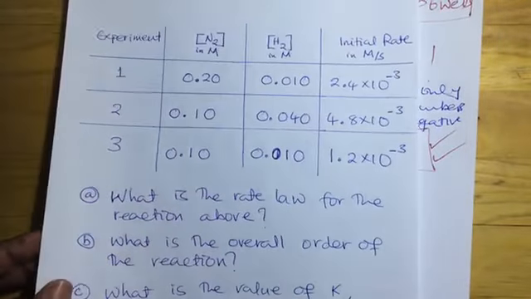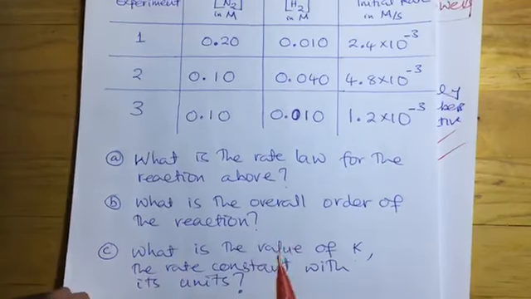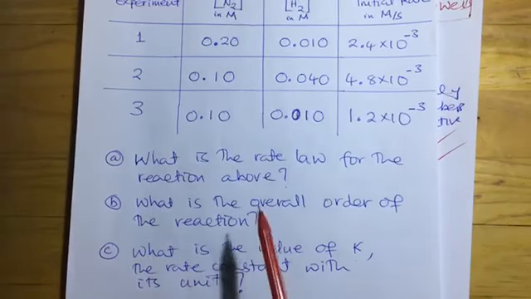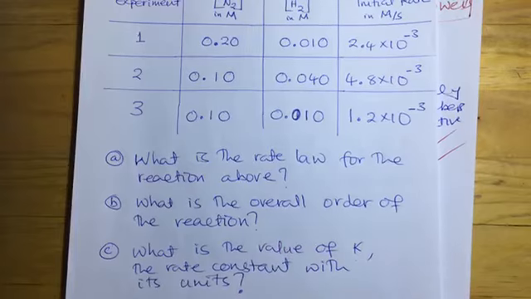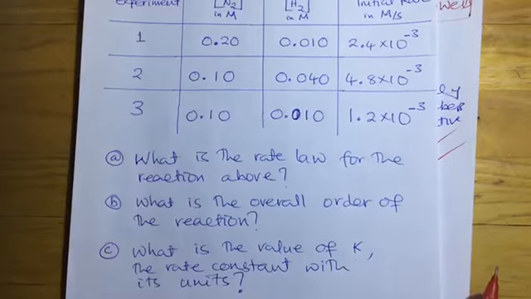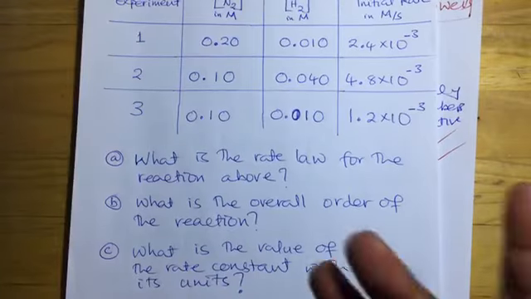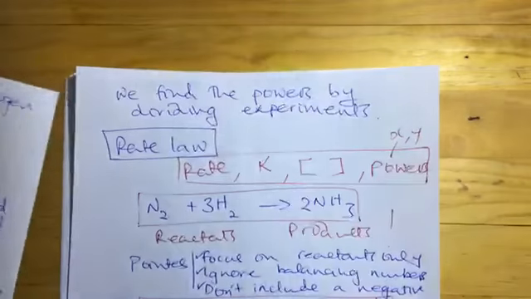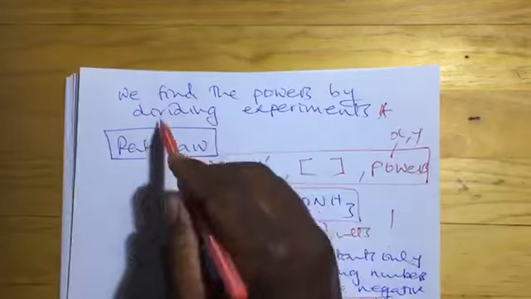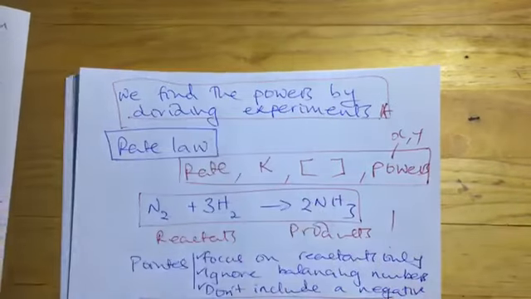Overall order. In order for me to find the overall order, I need to find the x and I need to find y, and then I need to add them. So before I can even find the overall order, I first of all need to find the x and y. Okay, x and y are the powers. We get the powers by dividing experiments. Remember the first thing I wrote? We find the powers by dividing experiments.